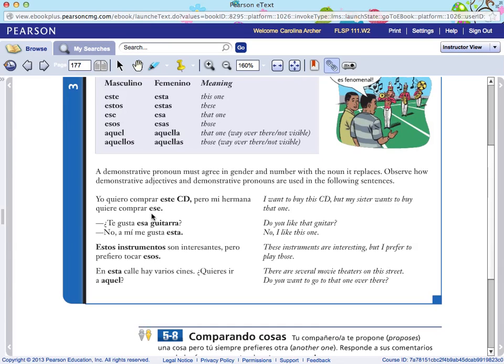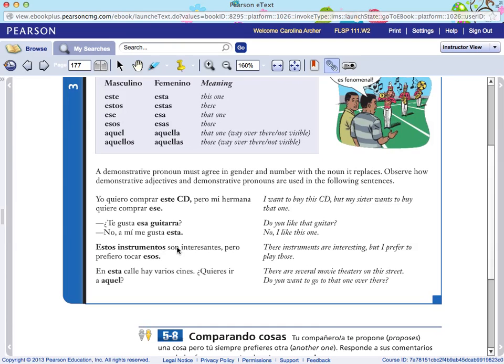Okay? ¿Te gusta esa guitarra? Do you like that guitar? No, I like this one. This one that is closer. No, a mí me gusta esta. Okay, so exactly the same, but in this case, we don't use the nouns because this word is replacing the noun. Okay, so remember that it has to agree in gender and number with the noun that it's replacing.